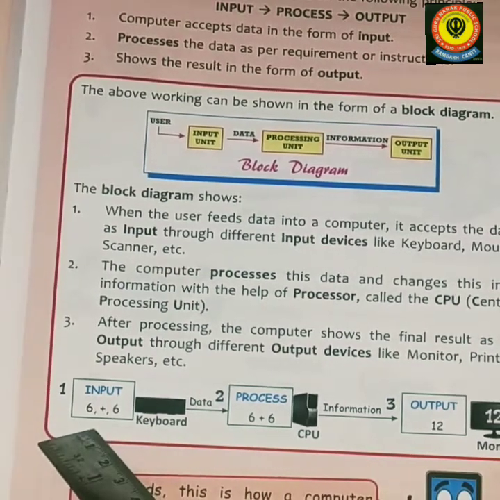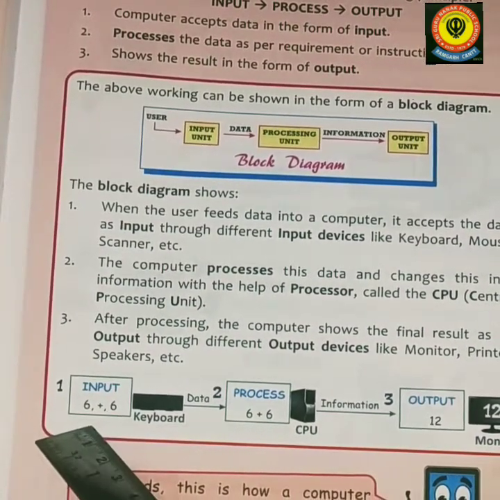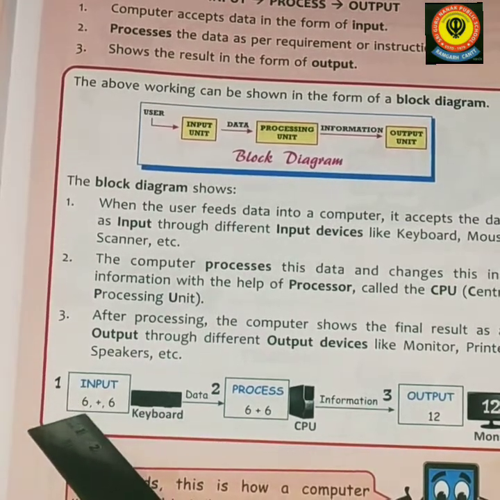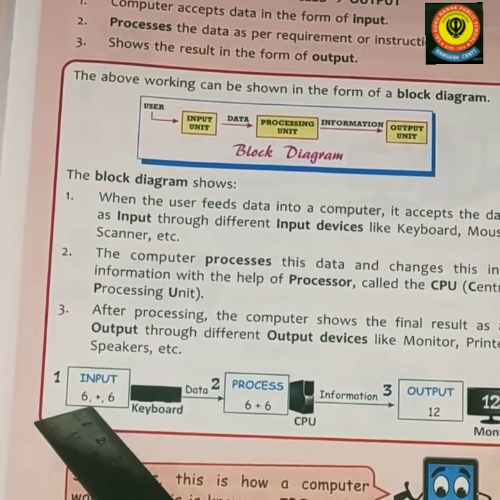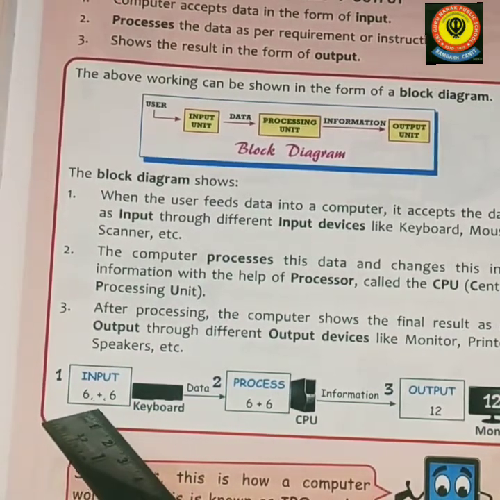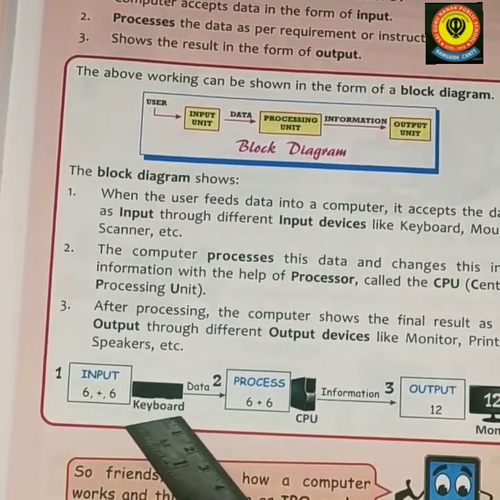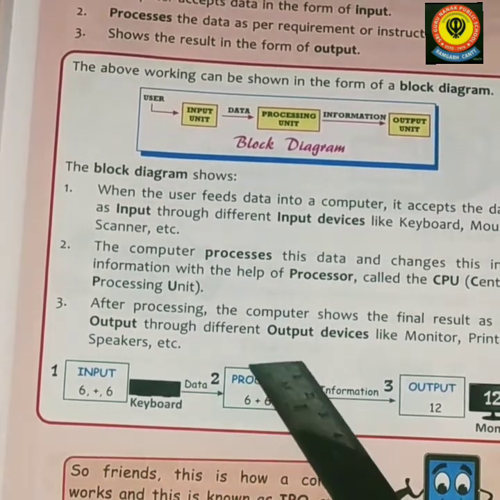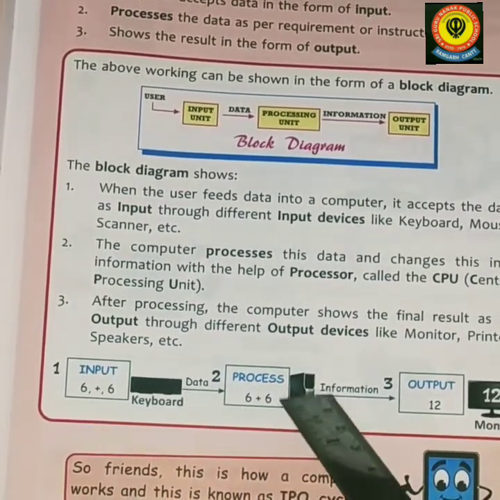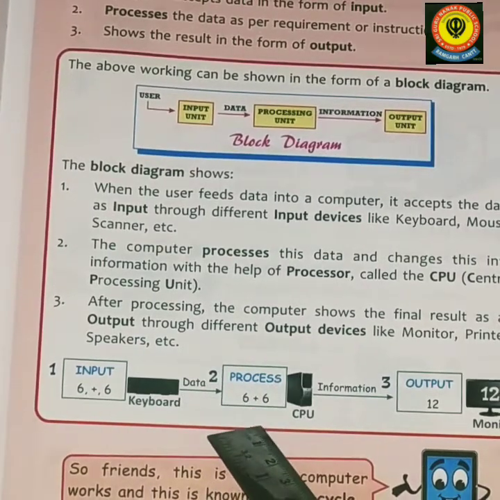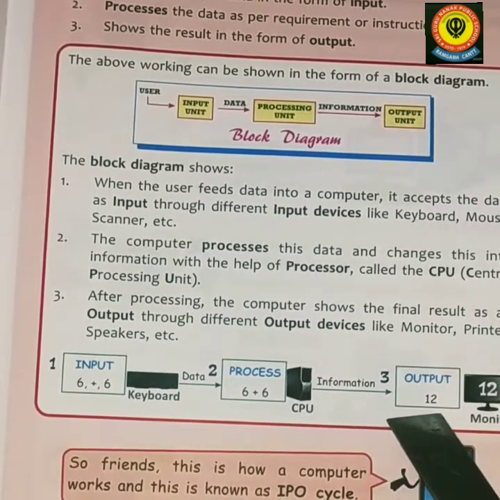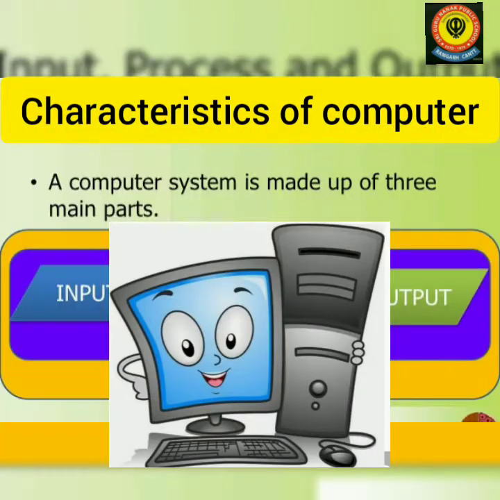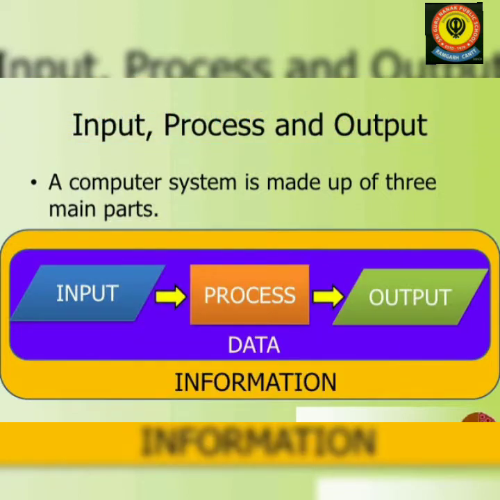Let us study some more examples. Like if you want to add 6 plus 6, you have to input with your keyboard that you want to add 6 plus 6. Then what does the CPU do? The CPU processes this data and converts it into an output shown with the help of the monitor. So children, this is how a computer works and this is known as the IPO cycle: input, process and output.